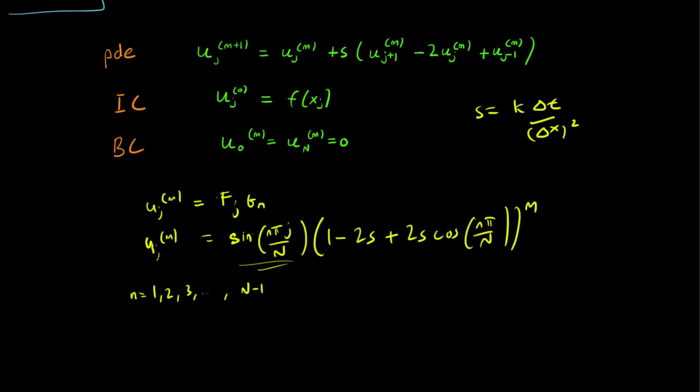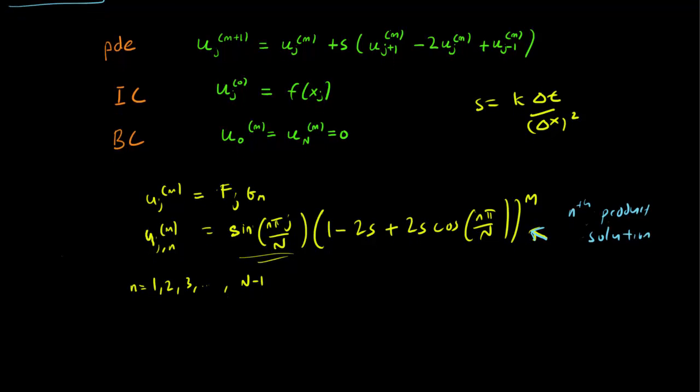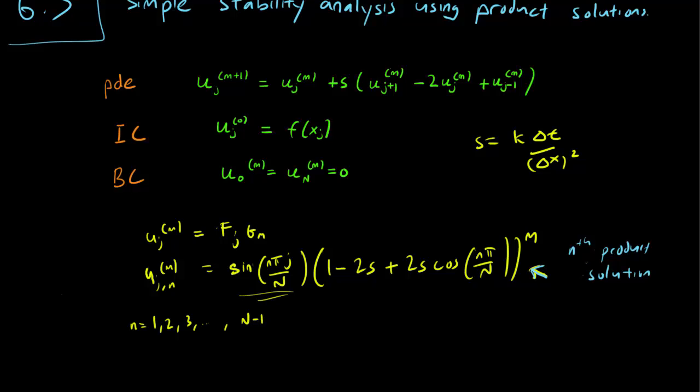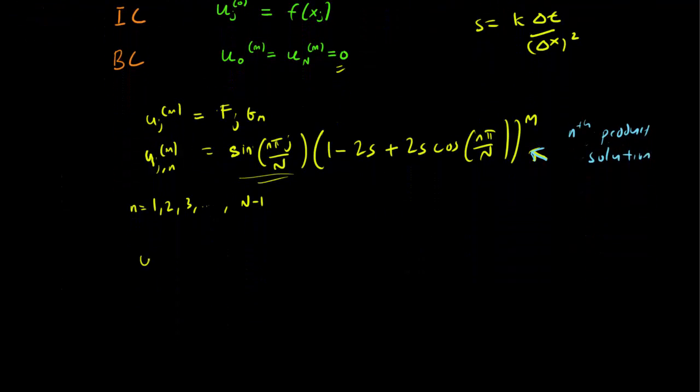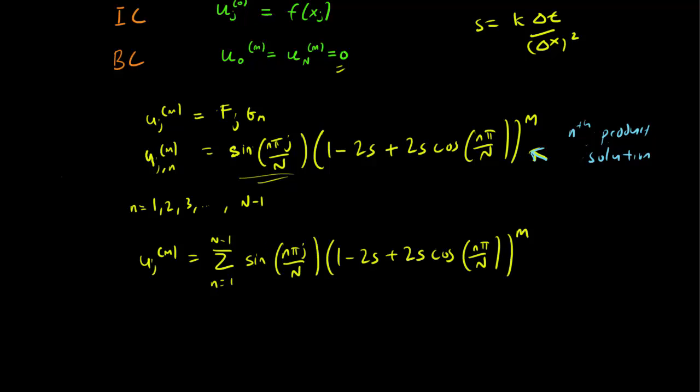Let's call this u_j^n the product solution, the nth product solution. And since our difference equation is homogeneous, we can write down a solution of our partial difference equation as a sum of these product solutions. So this is going to be the sum of u_j^n,m. Or in other words, this sum.